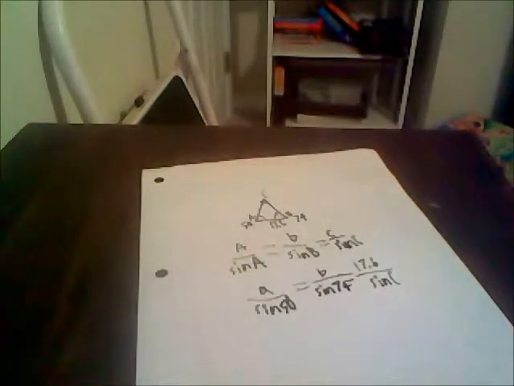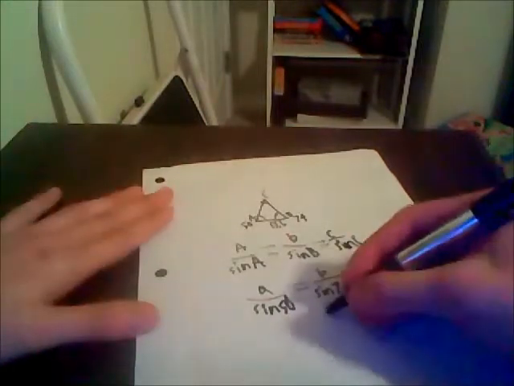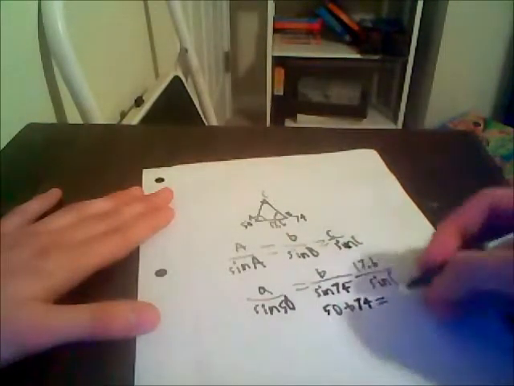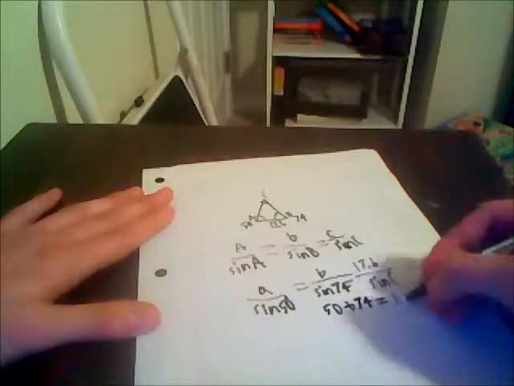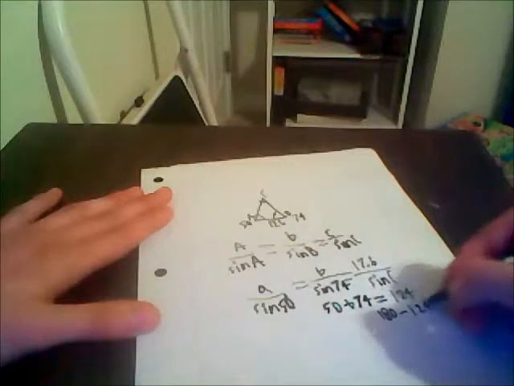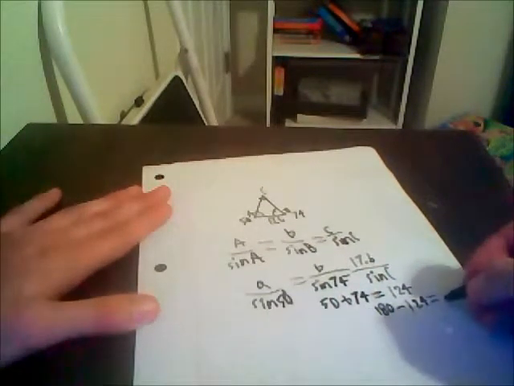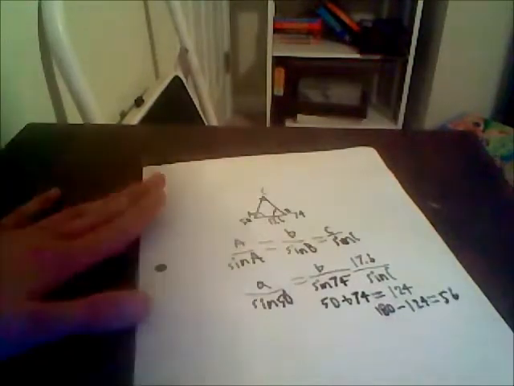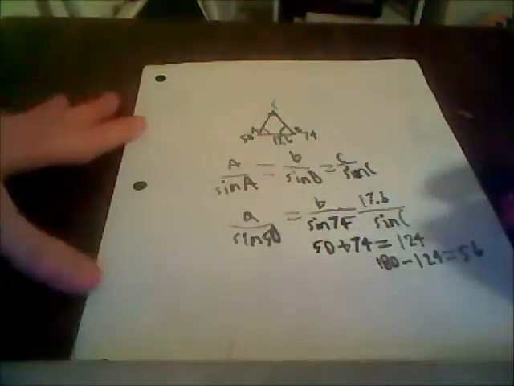If you know two angles, then you can remember that all angles added together equal 180 degrees. Therefore, 50 plus 74 equals 124. And 180 minus 124 equals 56. So sine C is 56.